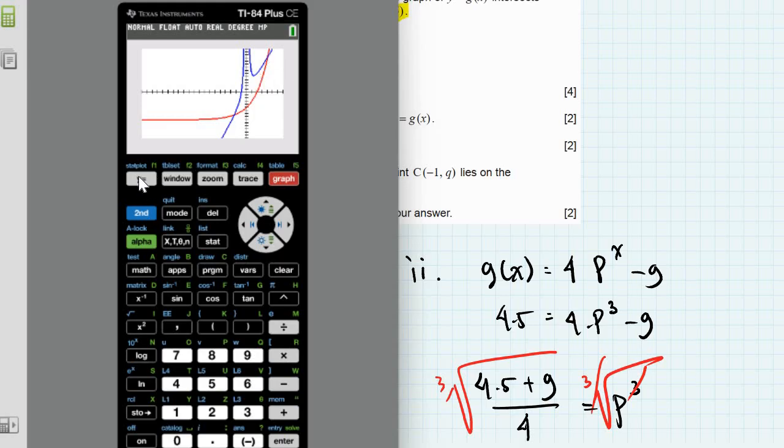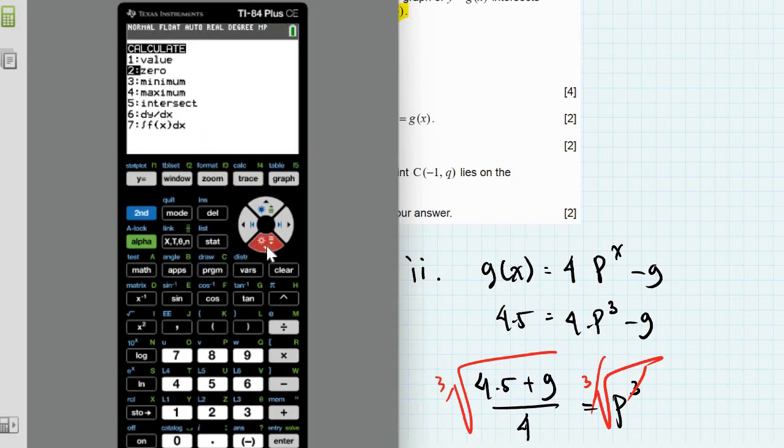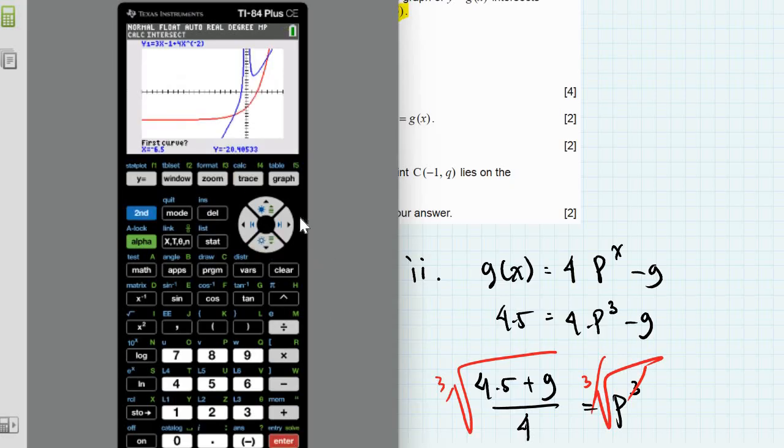Okay, so let's do the calculation. Second trace, intersection. Enter. The first graph. That's the first curve. You have to bring it to here, because we have two intersections. Second curve here, but not too close, because once you enter it, you will have the intersection. So the intersection is x equals to 4, and then y equals to 11.25.